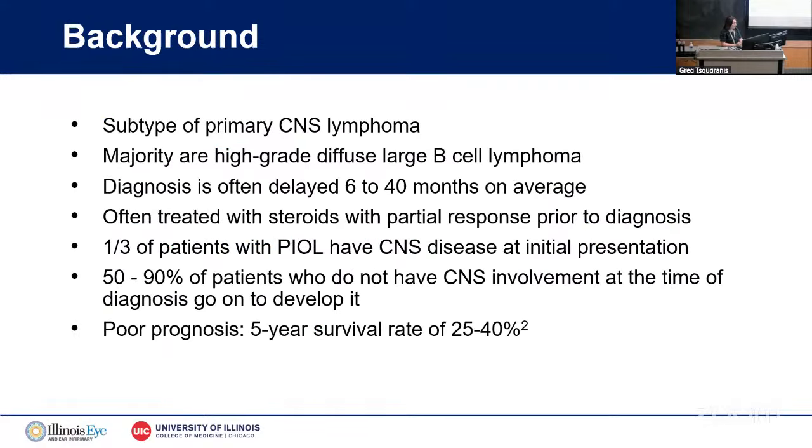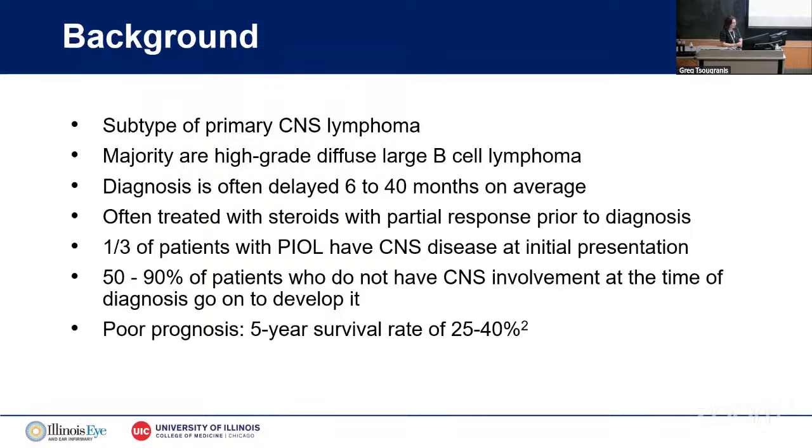Some background: primary vitreoretinal lymphoma is considered a subtype of primary CNS lymphoma. The majority are high-grade diffuse large B-cell lymphomas, over 80%. And the diagnosis is often delayed 6 to 40 months on average. As you've seen in our case, it's common for people to be misdiagnosed as having a uveitis. They're treated with steroids. They actually have a partial response, which is reassuring, but then something clues you in that this is not responding fully, or there are other changes that are not totally consistent with a non-infectious uveitis.